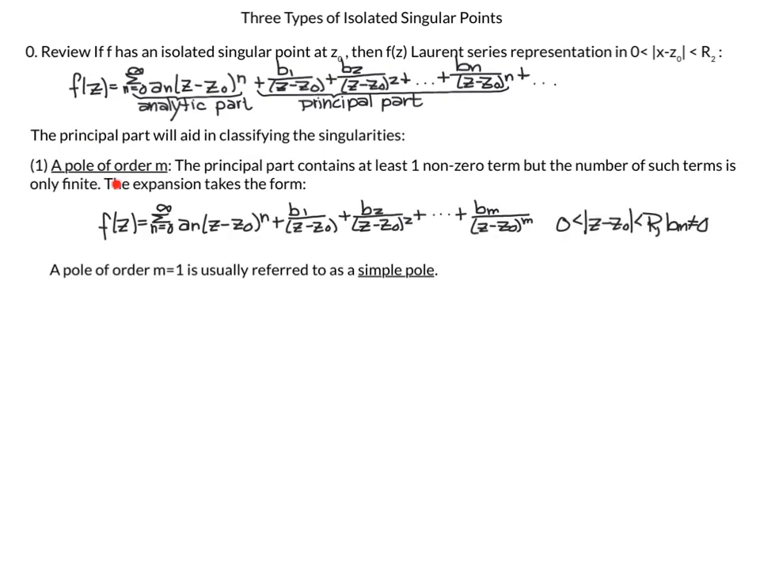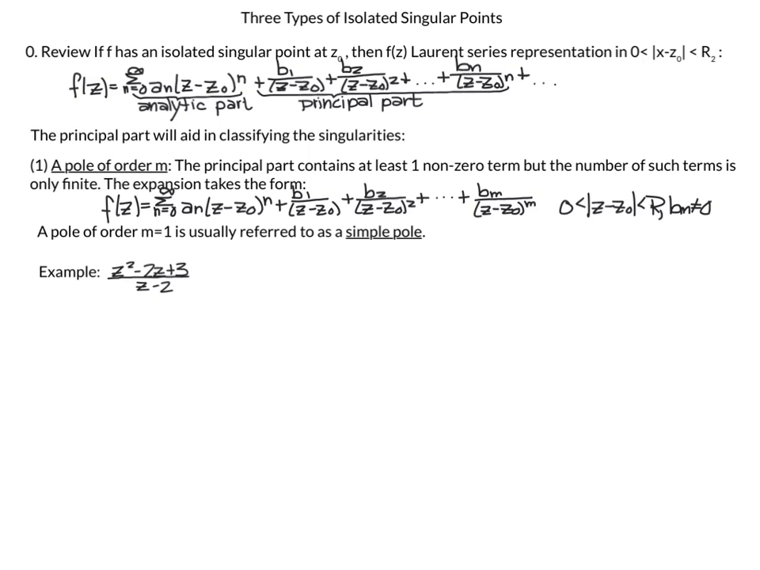The definition of a pole of order m: the principal part contains at least one non-zero term, but the number of such terms is only finite. And if the number of terms is m, the expansion takes this form. We have our analytic portion, and our principal part only has m non-zero terms. And a pole of order m equals 1 is referred to as a simple pole.